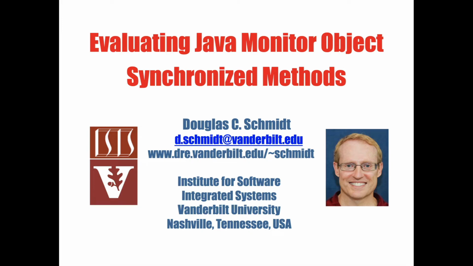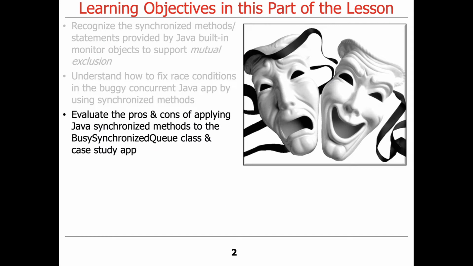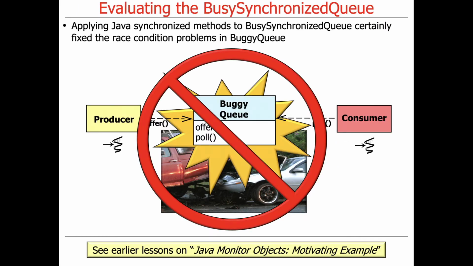So the final piece of the puzzle here is just to evaluate Java monitor object synchronized methods. And we're going to use our running example here. I think you'd agree with me that it's much better to not have race conditions than to have race conditions, no matter how inefficient things are. So that's a step forward. It's better than what we did with BusyQueue. So BusySynchronizedQueue is certainly better than BusyQueue. Hooray, hooray.